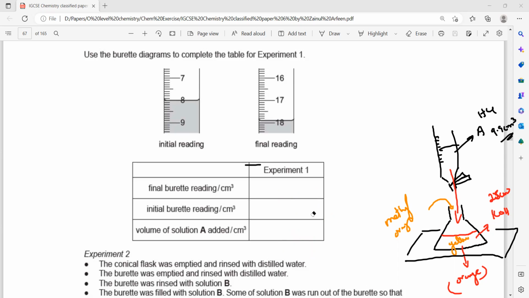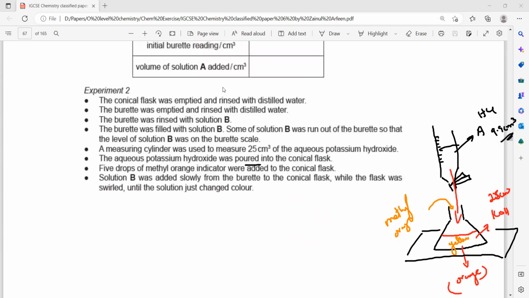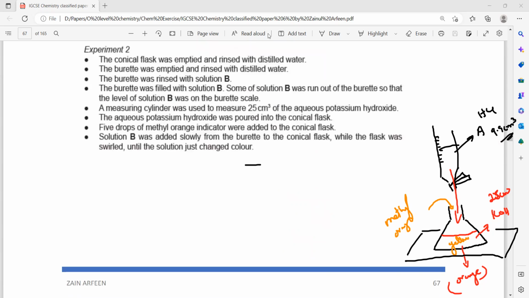The next one: the conical flask was emptied and rinsed with distilled water. The burette was emptied and rinsed with distilled water. Then the burette was rinsed with solution B.